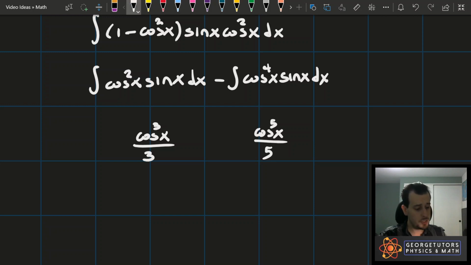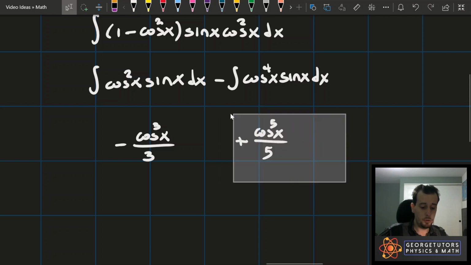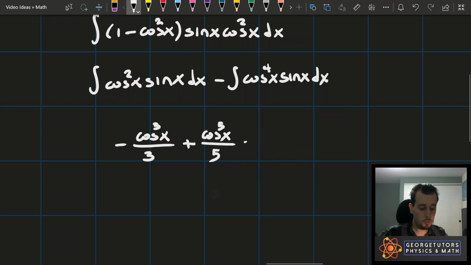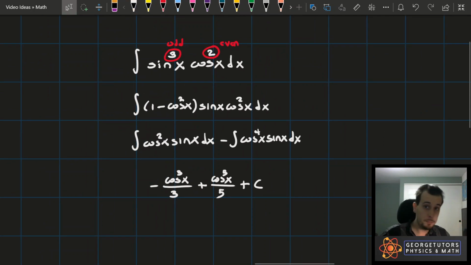So that one here is going to be a negative, and that one here is going to be a positive. We merge the result together, and we don't forget about our integration constant. And that's the story. Really, it is that simple.